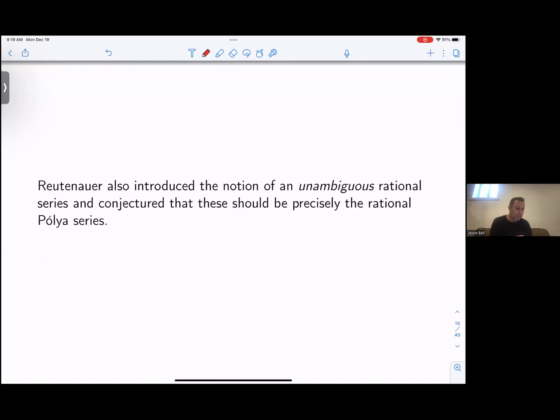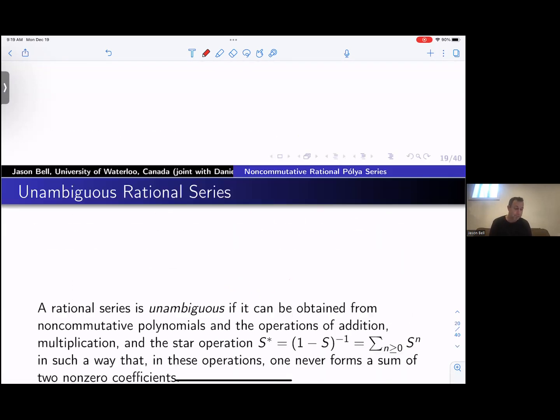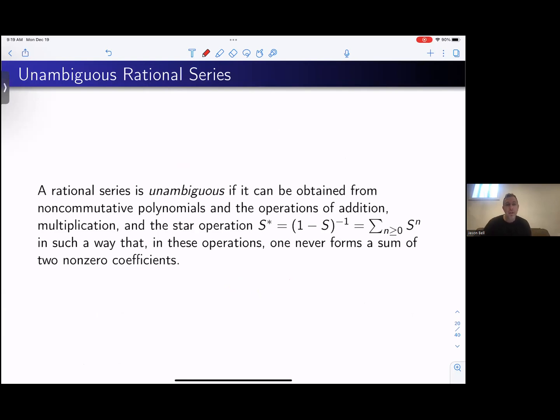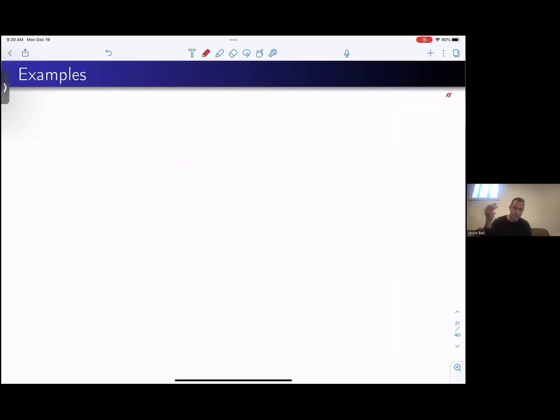And accordingly, Reutenauer introduced this unambiguous rational series. I should say he introduced this unambiguous rational series and also showed that this was equivalent to these unambiguous weighted automata. But his conjecture was that these unambiguous rational series should be precisely the same thing as the rational Pólya series. And just to recall, what unambiguous means is it's obtained from these operations again, but we can write it in such a way that there's a unique way to determine each coefficient. So again, I'm doing tons of examples today, but that's okay. Let's look at a few examples.